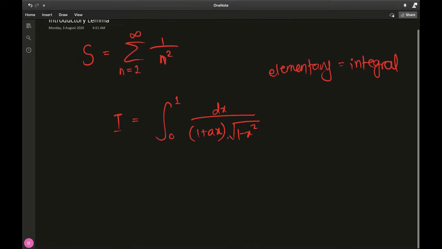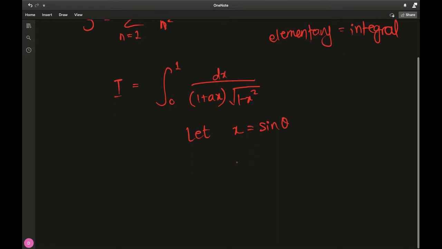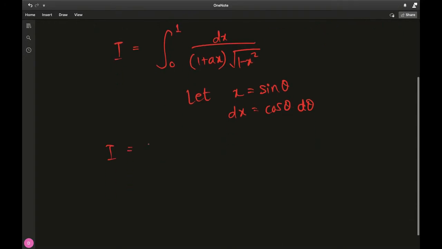So anyways, let's actually try to simplify this. Noticing the square root of 1 minus x squared, it is actually of a standard form, and it beckons us to use the substitution x equals sine theta. That's because dx is equal to cosine theta d theta. So I will become the integral from 0 to pi over 2. You can work out the upper and lower bounds.